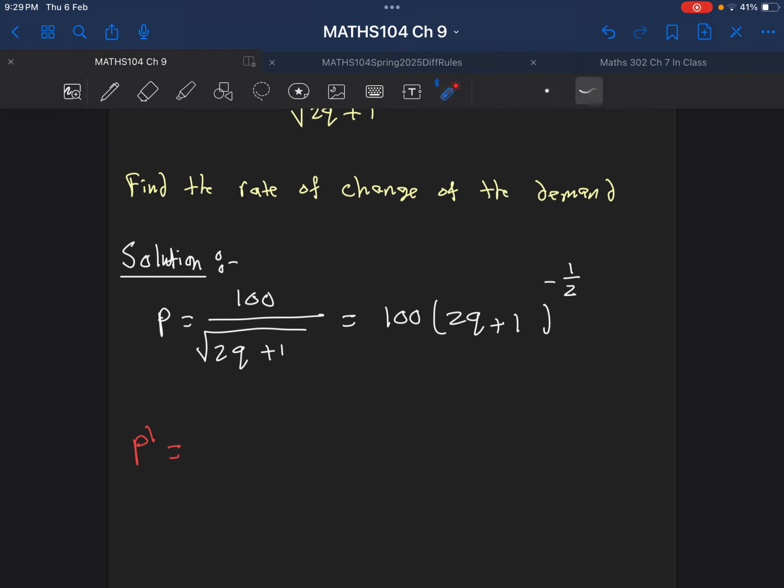Now, it's a very easy chain rule. First of all, if you have something to the power of -1/2, it will go down and I will subtract 1. So it will be -100 over 2, because it's -half. Or just let me do it step by step here. So it could be 100 times -half to the power of 3 over 2.